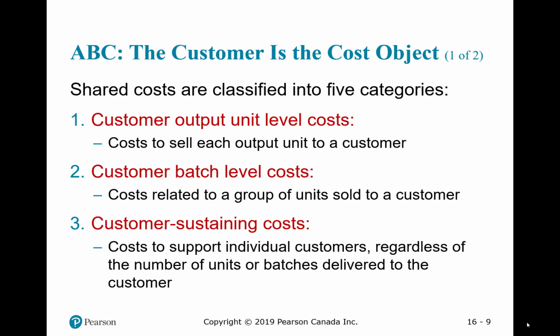At the batch level, we move up a level, and now we're talking about the costs related to a group of products sold to a customer. So for example, maybe if you are processing the order, this might be a batch level cost. A customer sustaining cost is a cost to support individual customers, regardless of how much they order or how many batches are delivered to them. This might be like a site visit, when you visit the customer from time to time, or maybe a display that you keep at the customer location that's usually rather independent of the number of products you actually sell.